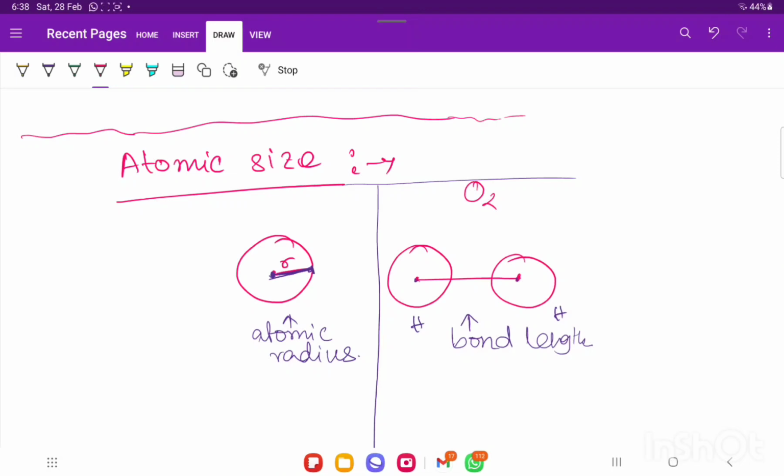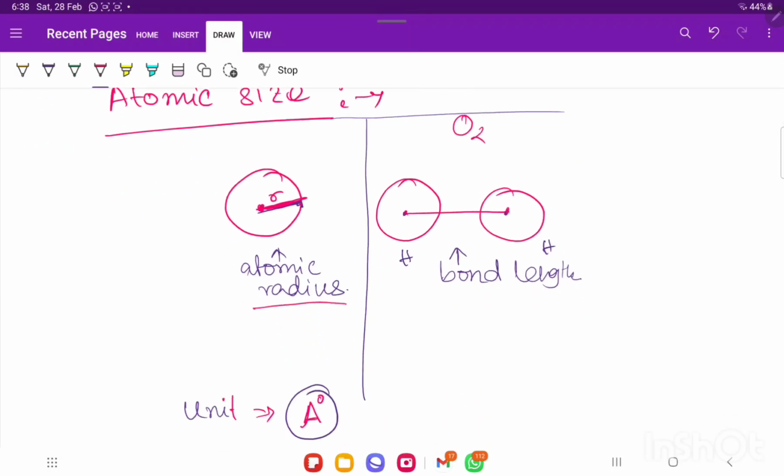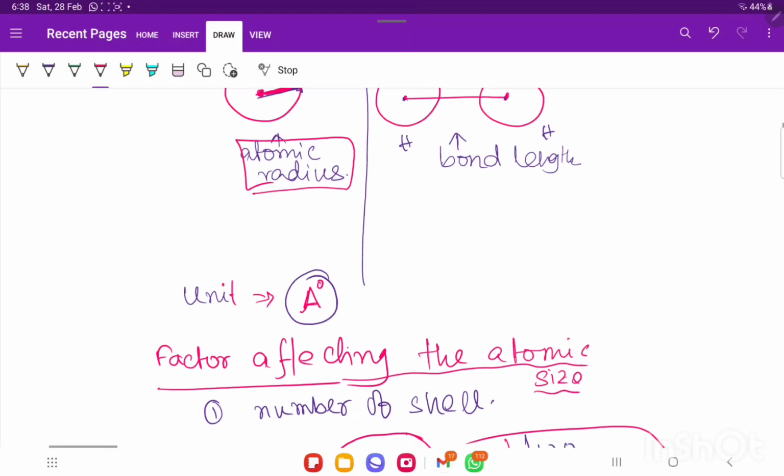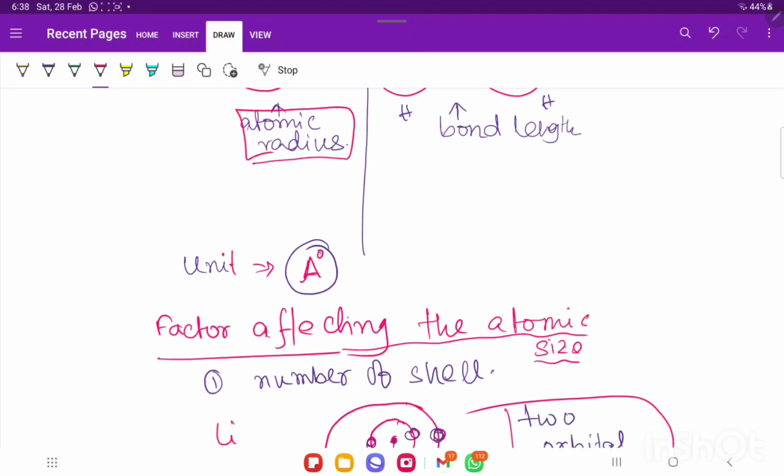What is called atomic size? This is the distance between the center of the nucleus of an atom and its outermost shell. If you imagine this is an atom, this is the nucleus and this is the outermost shell, the distance between these is called the atomic radius. The atomic radius unit is expressed as angstrom unit. Now we'll see what factors affect the atomic size.